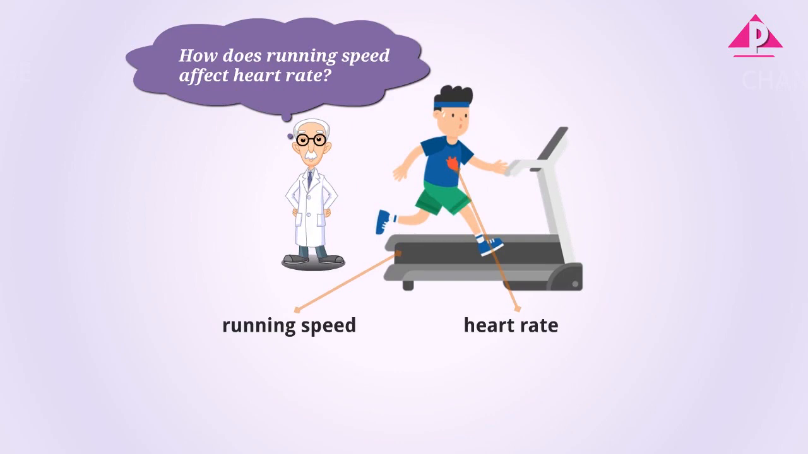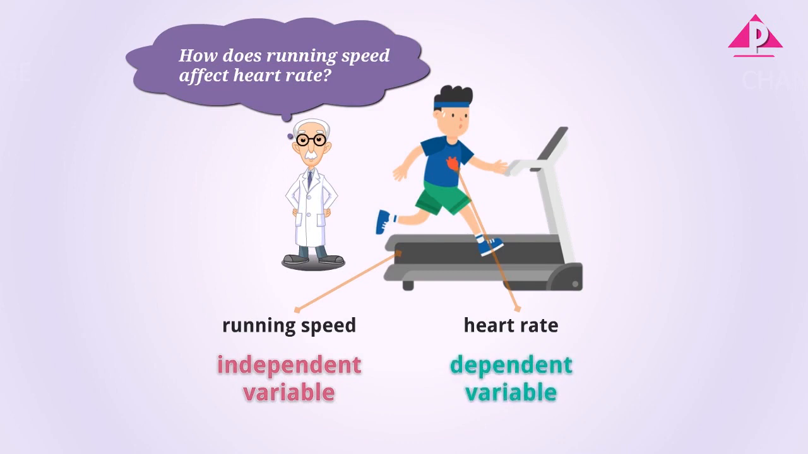Here, running speed is the factor being studied, and we will manipulate or change this factor during the investigation. Hence, it is the independent variable. We will measure how the heart rate of the runner changes with the running speed during the investigation. Hence, heart rate is the dependent variable.